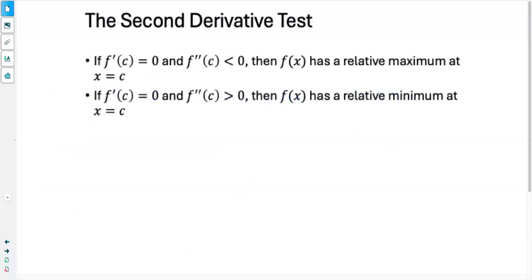Okay, so next we have our second derivative test. It states that if our first derivative at c equals 0 and our second derivative at c is less than 0, then f of x has a relative maximum at x equals c. And if our derivative of f at c equals 0 and our second derivative of f at c is greater than 0, then it's going to have a relative minimum at x equals c.